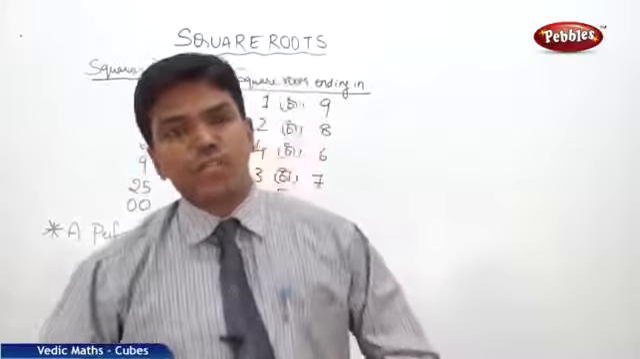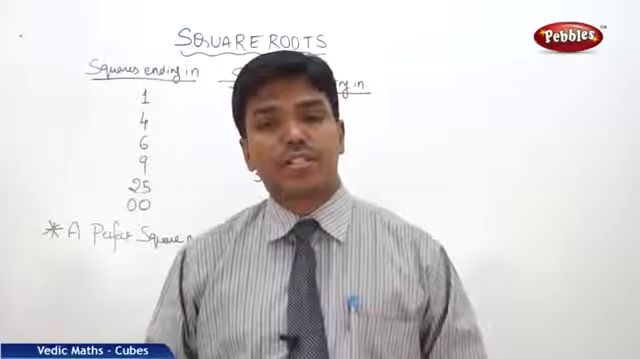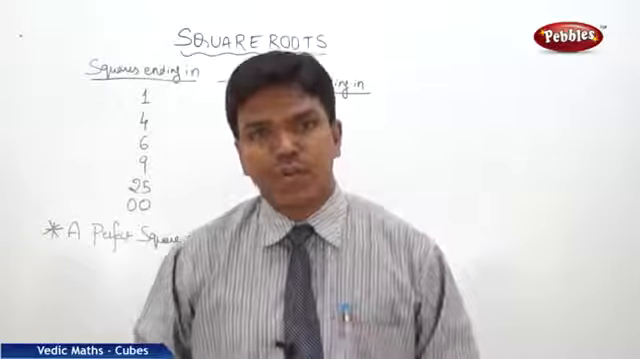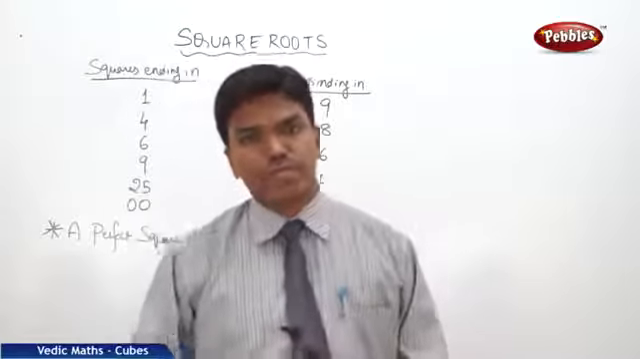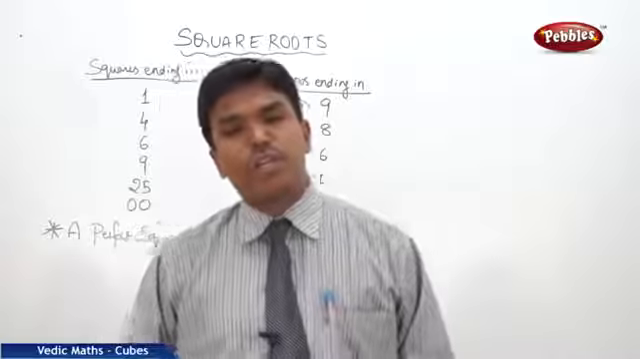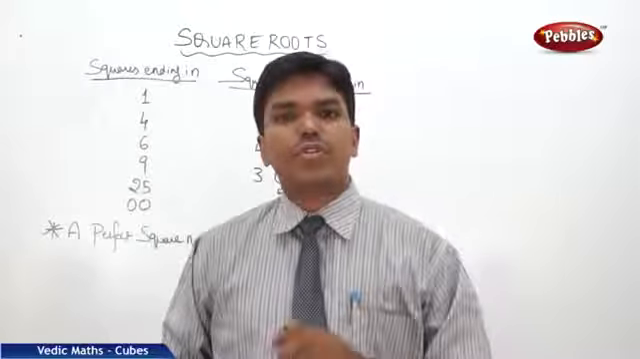Friends, our next topic is square roots. To find the square roots, as we already discussed, it is mandatory to know squares up to 30. Why? Because if you are very good at 30 squares, we can calculate the square roots very easily. Before that, the square roots which I am going to find out are for the perfect squares.